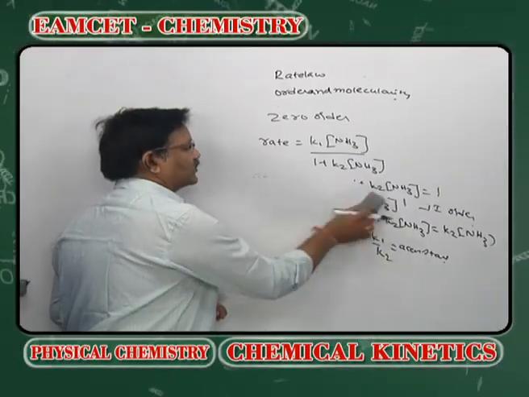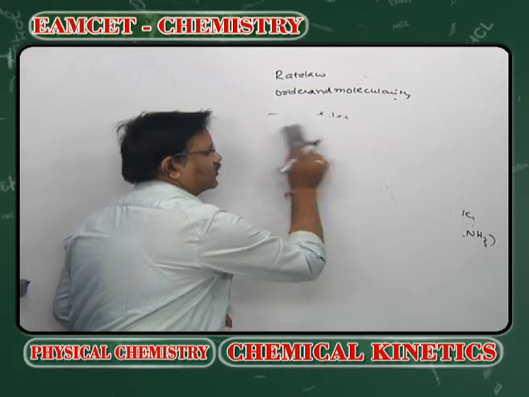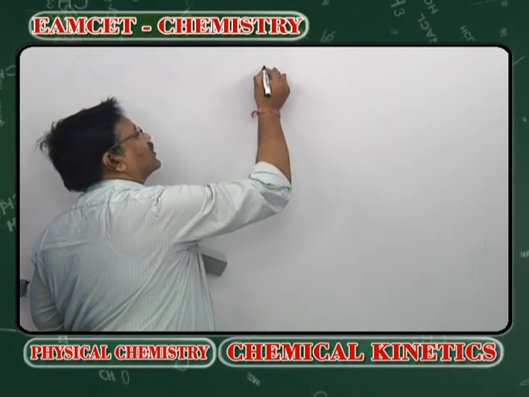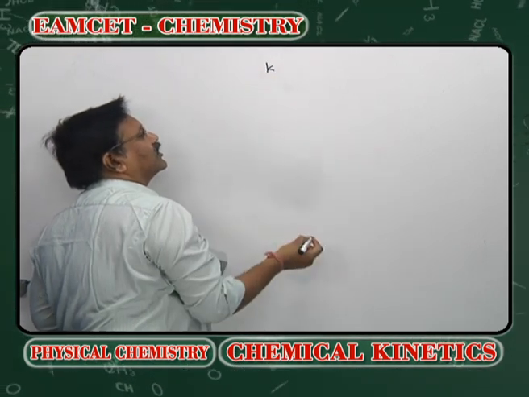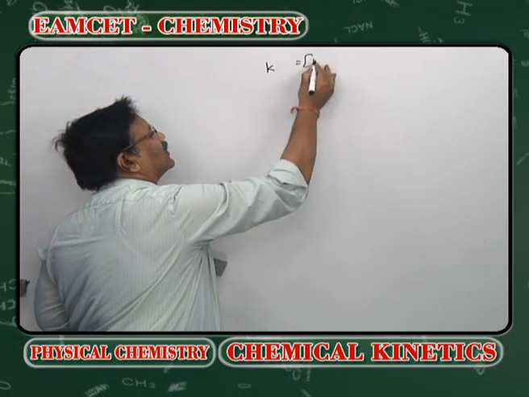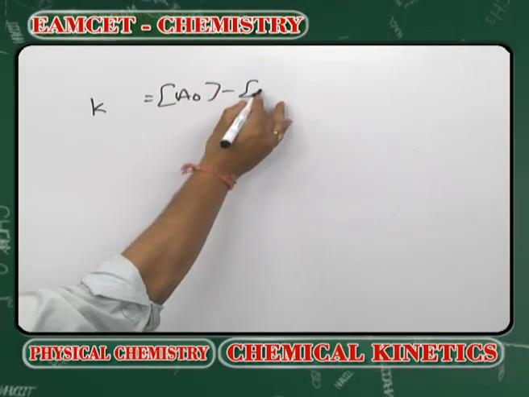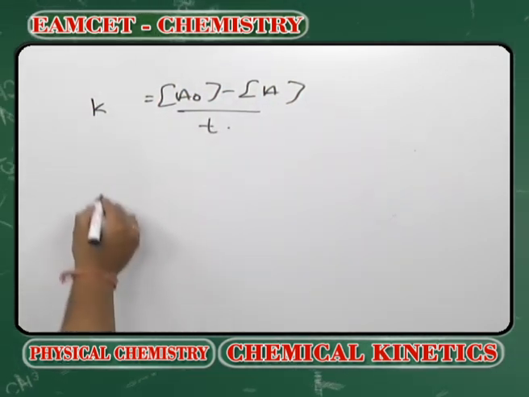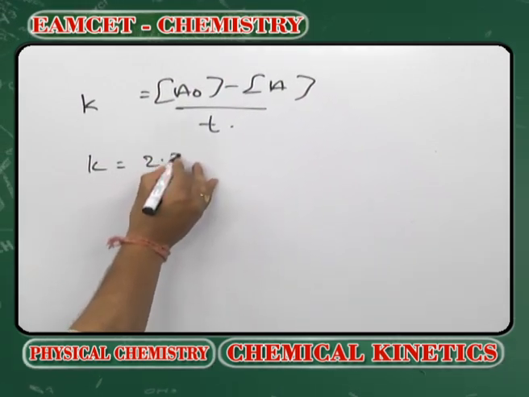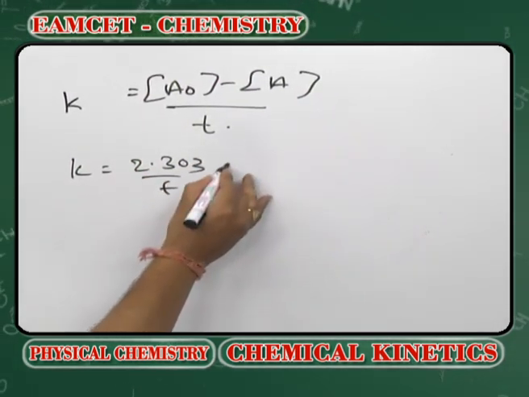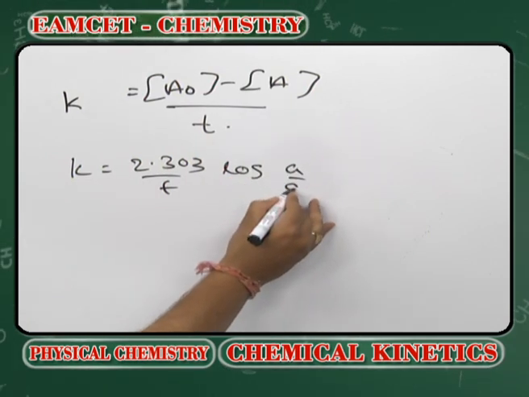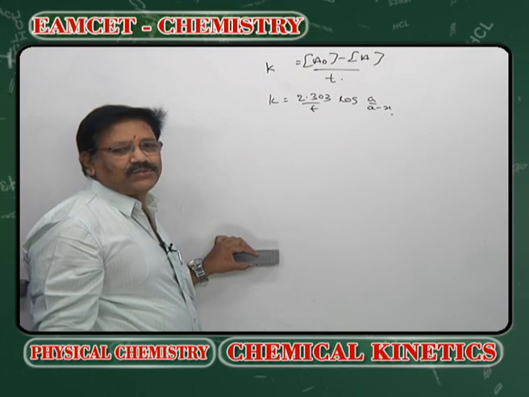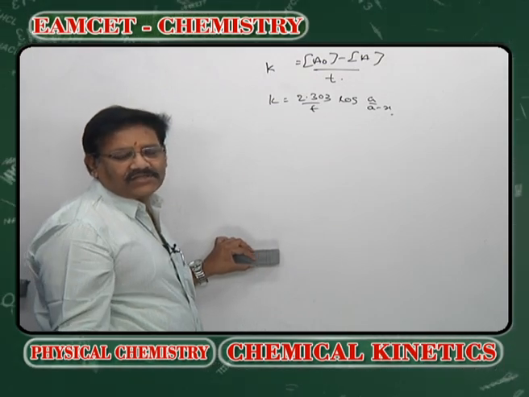So the rest of the things we can discuss through the questions. What are the expressions for the rate constant? For zero order, K is equal to A naught minus A by t. And for first order reactions, K is equal to 2.303 by t log A by A minus x. If any concepts are left over, we can discuss through the questions. Now we'll start discussing the questions.